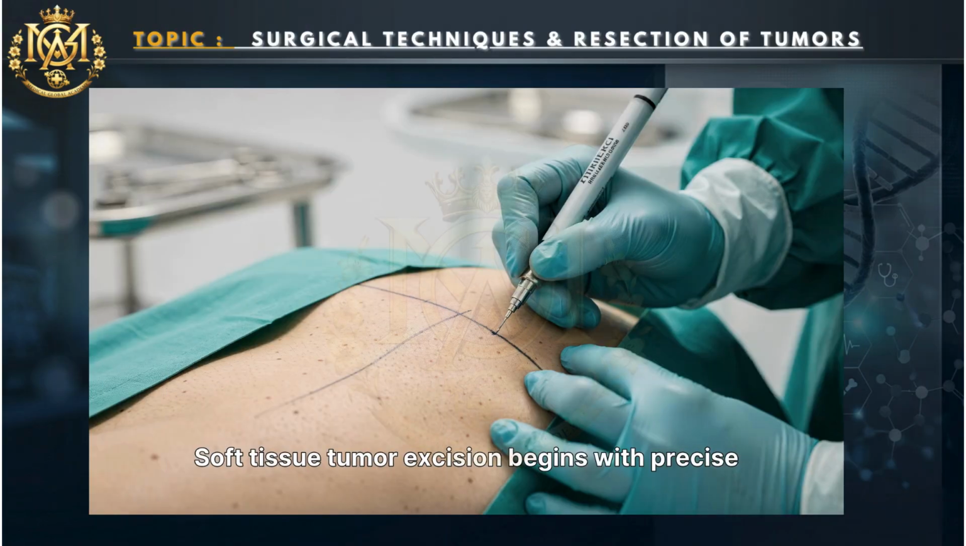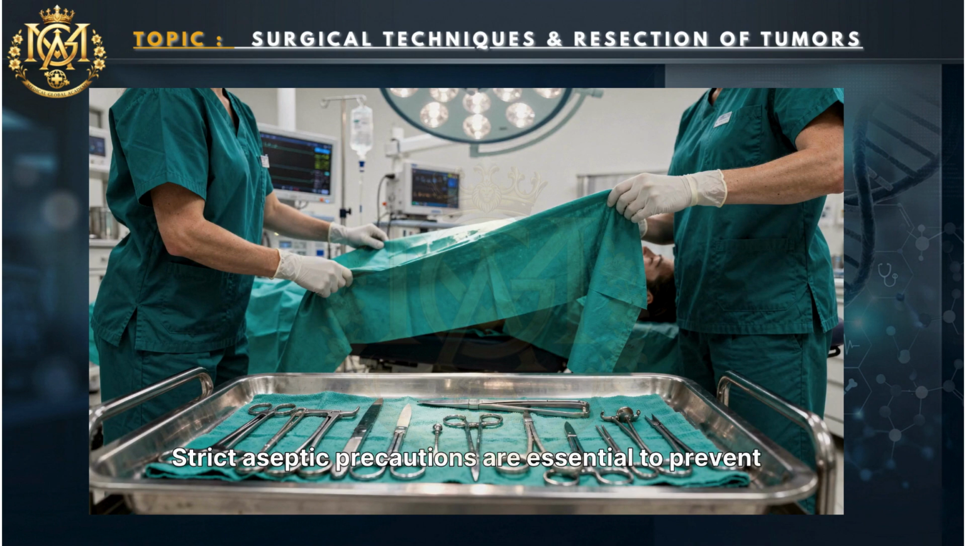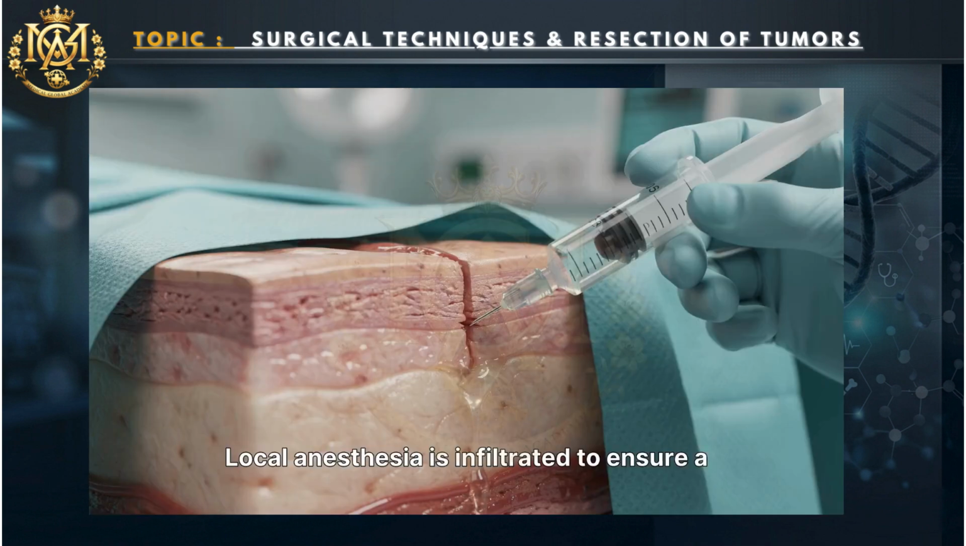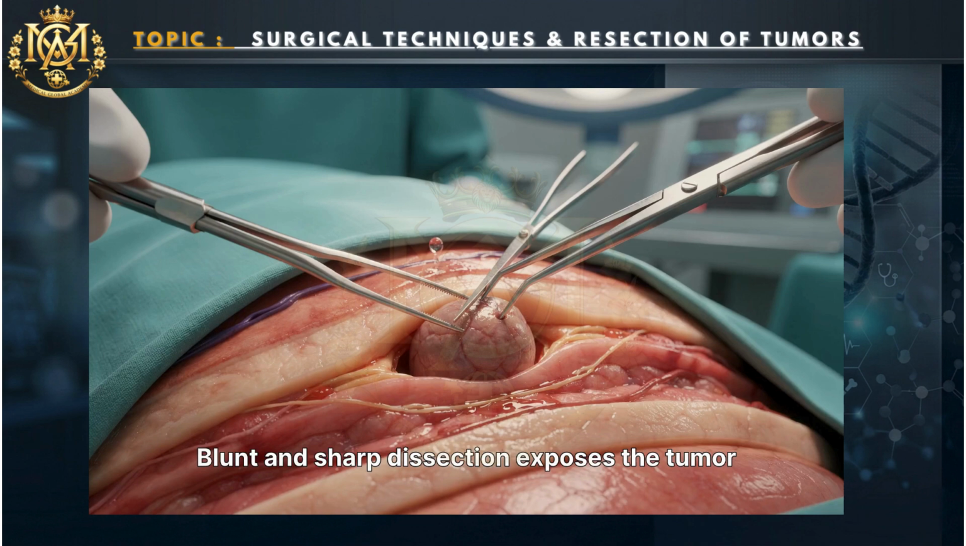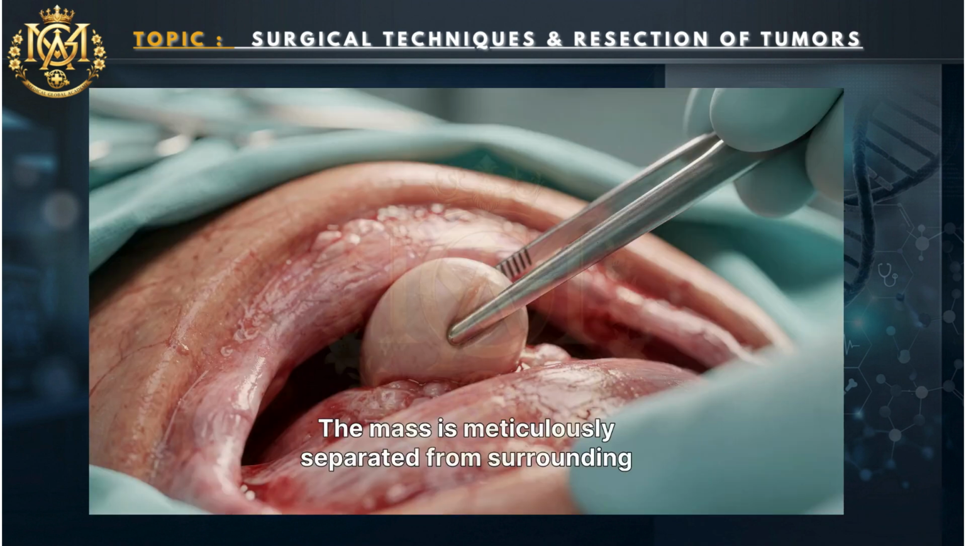Soft tissue tumor excision begins with precise localization and marking. Strict aseptic precautions are essential to prevent infection. Local anesthesia is infiltrated to ensure a pain-free procedure. A careful incision is made along skin tension lines. Blunt and sharp dissection exposes the tumor capsule. The mass is meticulously separated from surrounding tissues.